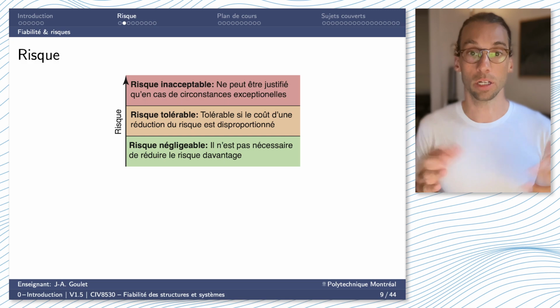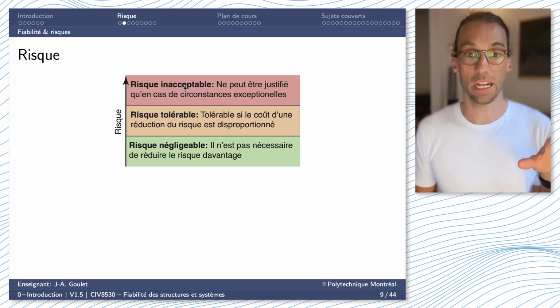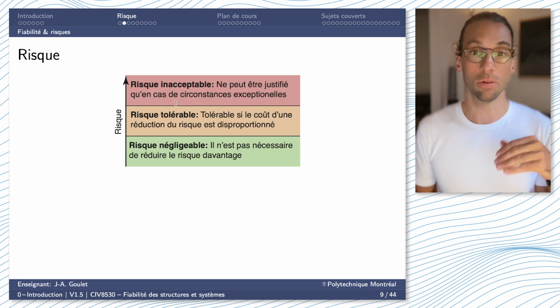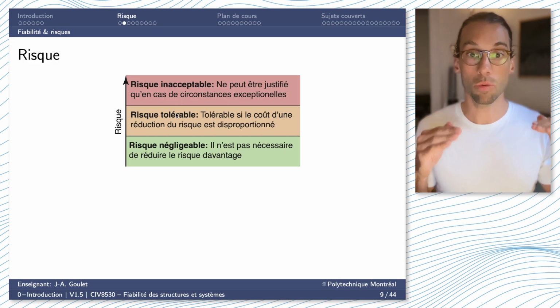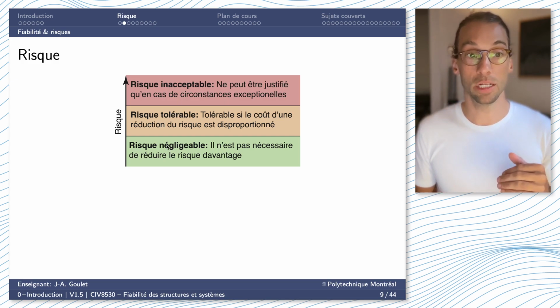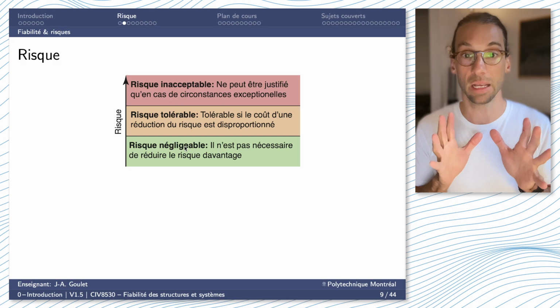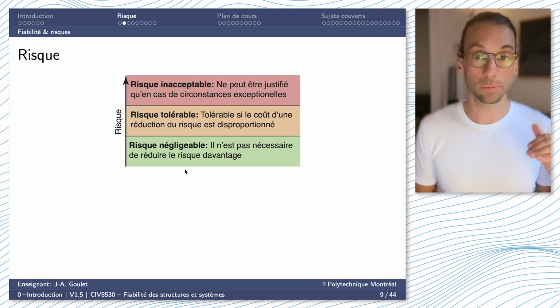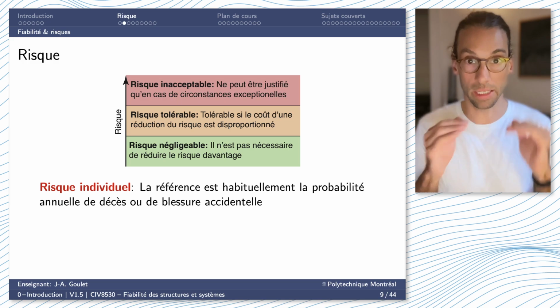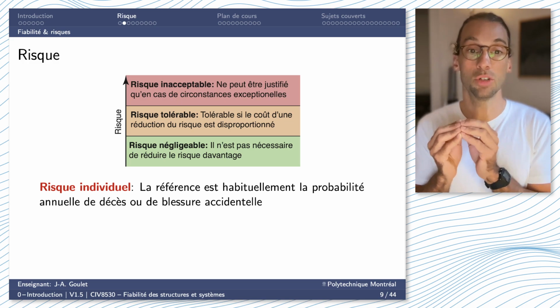So first, when talking about risk, we can see that risk could be unacceptable, that cannot be justified in any circumstances. We can have a risk that could be tolerated if the cost of lowering the risk is disproportionate compared to the consequences, and we could have a negligible risk where the situation doesn't require modifying anything. But if we want to break it down further, we can look at the individual risk.